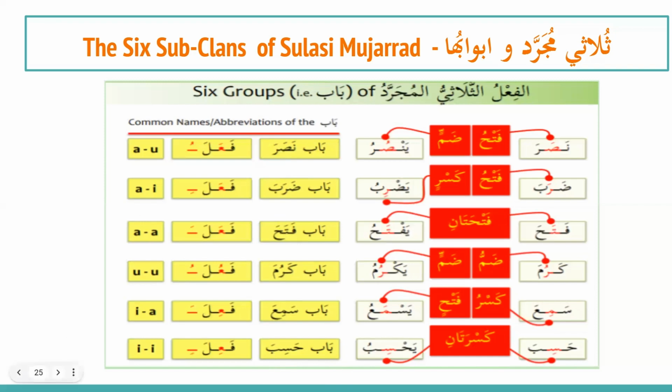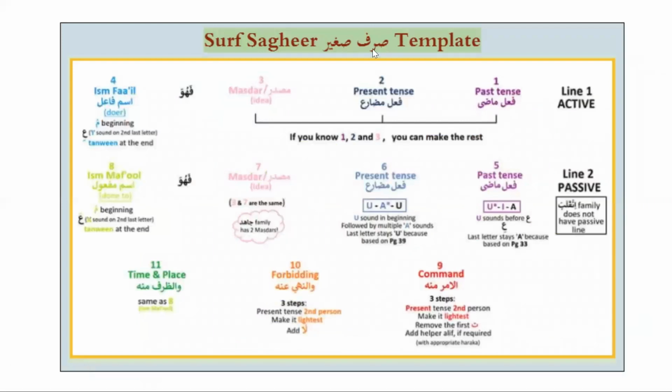So today we are going to use this same template of Sarf Saghir, in which we have 10 different types of words, 10 sighat. In past tense, present tense, then masdar, then ism fa'il, the doer form of the word. And then in the second row, we have past passive, madi mabni lil majhul. And then present passive, and then masdar comes again, and then the done-to form, ism maf'ul. And in the third, we do the command, the forbidding, and then the ism zarf, the zarf of time and place. So that's how we do the Sarf Saghir.